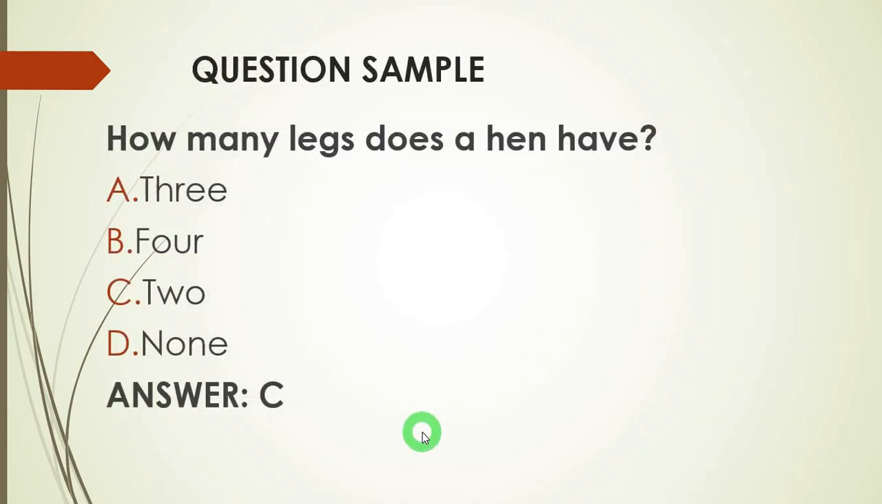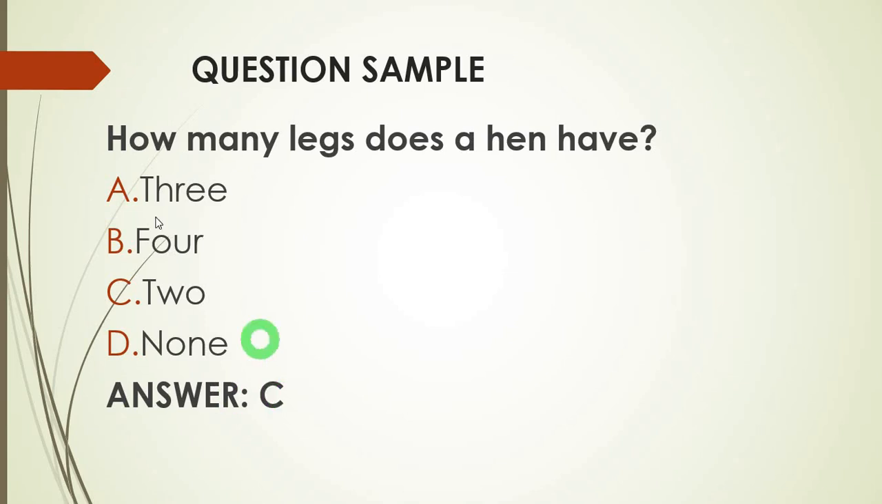This is a sample question, the matter of preparation. How many legs does a hen have? 3, 4, 2, or none. That is A, B, C, and D respectively. The answer is C, 2. So right below it, I will denote it as such. Answer, colon, single space, C.